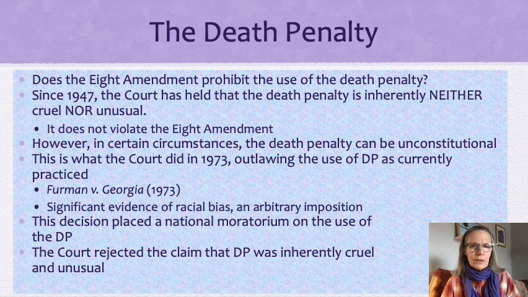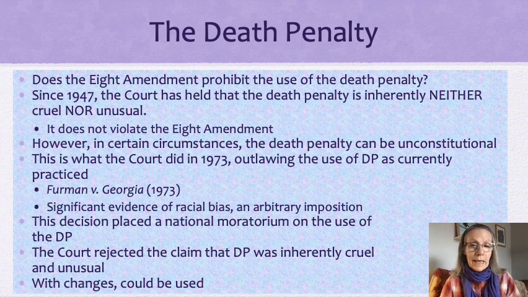However, in Furman v. Georgia, the majority of the court did not rule that in and of itself the death penalty was inherently cruel and unusual. They basically said that with changes having to do with racial bias and with arbitrary imposition of the sentence, if those problems were addressed, then the death penalty could be reinstated and be deemed constitutional by the court.